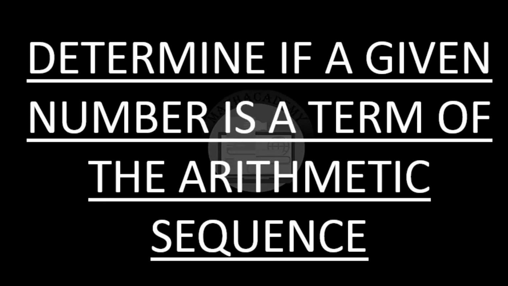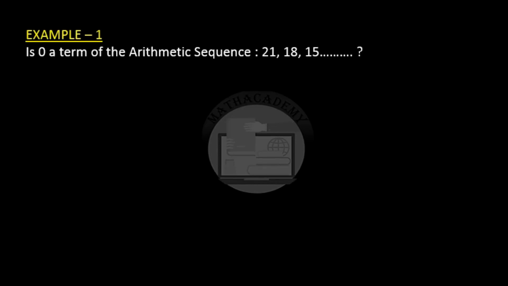In this video, we will see how to determine if a given number is a term of an arithmetic sequence or not. Let us learn this through an example. So the first example: is 0 a term of the arithmetic sequence 21, 18, 15 and so on? Let us assume that 0 is the nth term of the sequence.